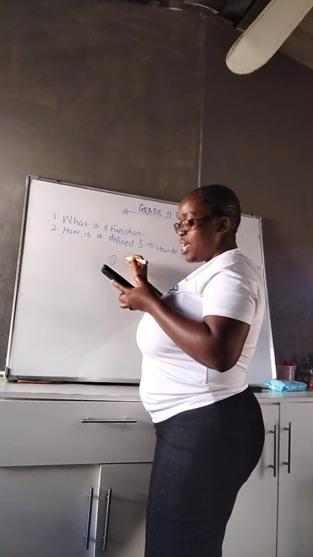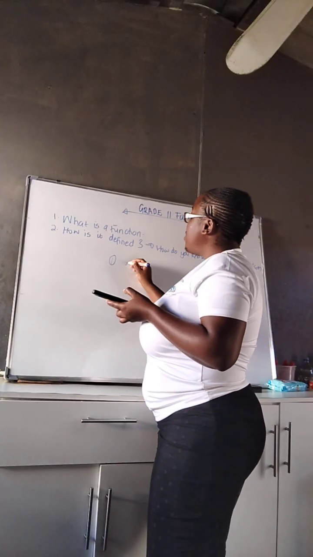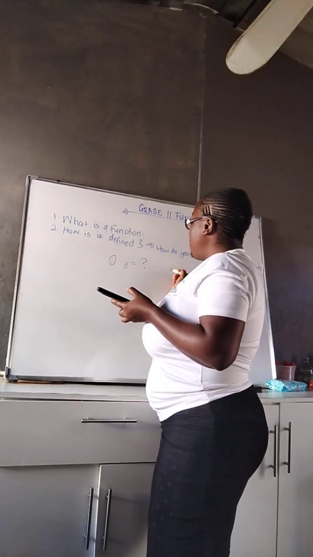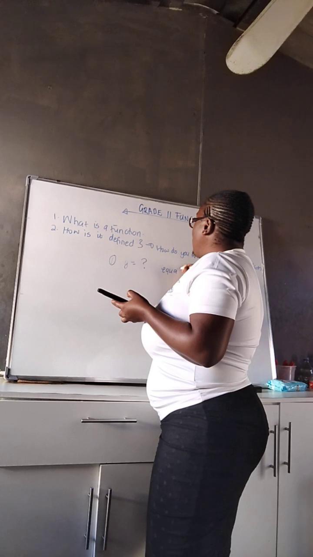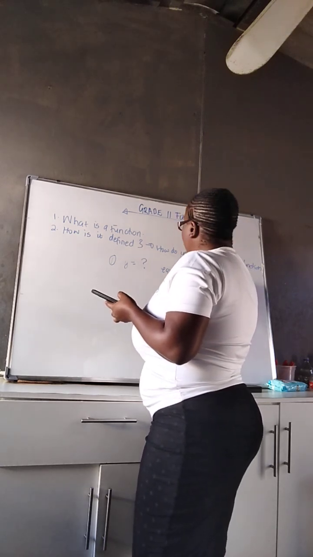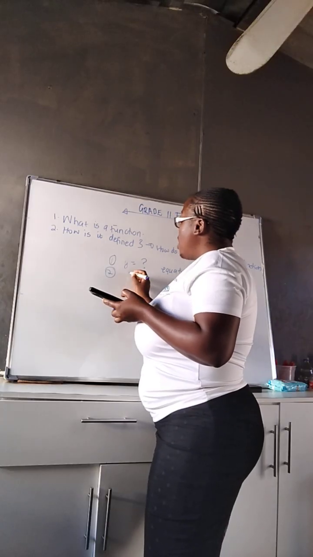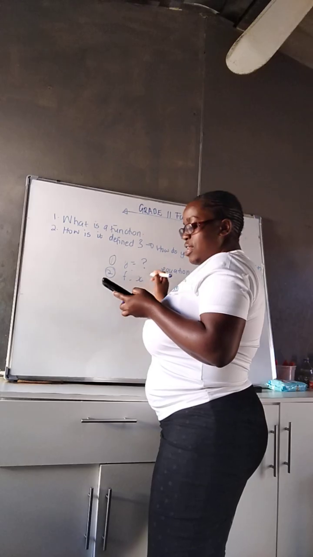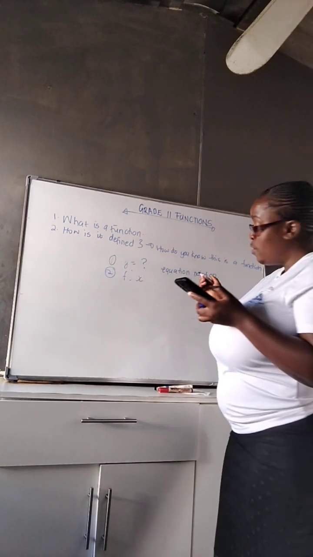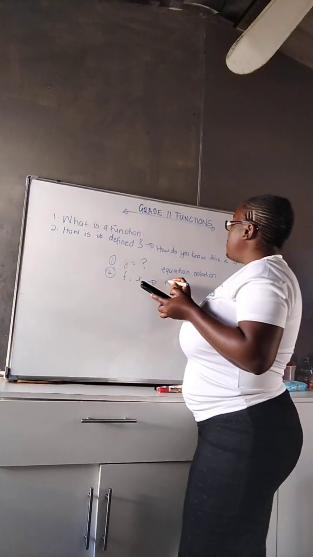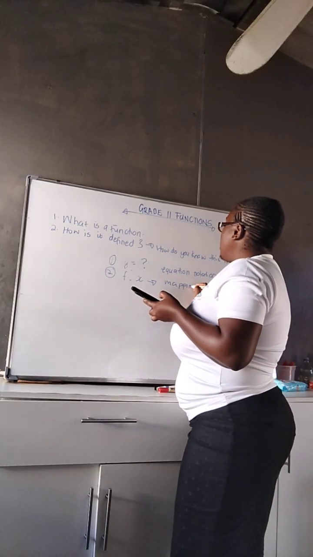Number one, we can summarize functions using the equation notation, which is y is equal to something. So this is the equation notation that we can summarize functions with. Number two, we can use the mapping notation, whereby you say y is mapped to x, like that. So this is what we call the mapping notation.